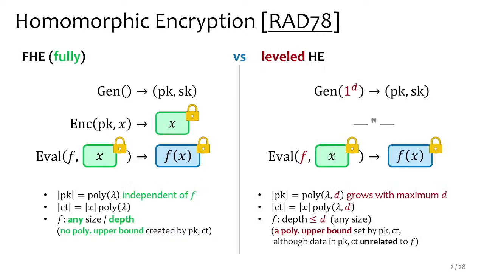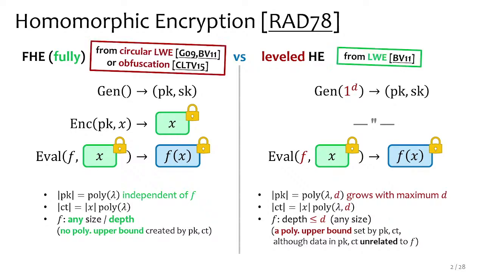called fully homomorphic encryption. And in contrast, there's also leveled homomorphic encryption, where you can specify an upper bound of the depth when you set up the scheme. And consequently, you can only evaluate functions that are bounded by depth d. So you can build fully homomorphic encryption from circular LWE or obfuscation, and you can build leveled homomorphic encryption from just LWE, which is a weaker assumption.